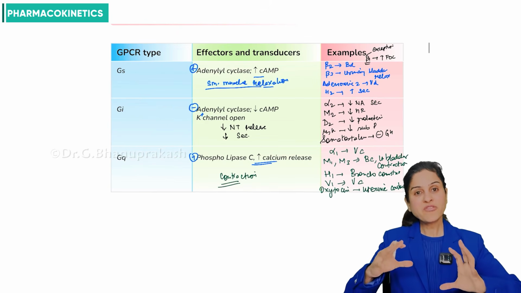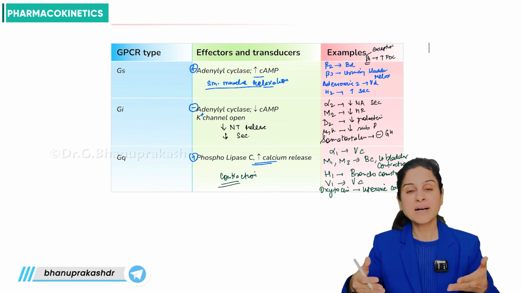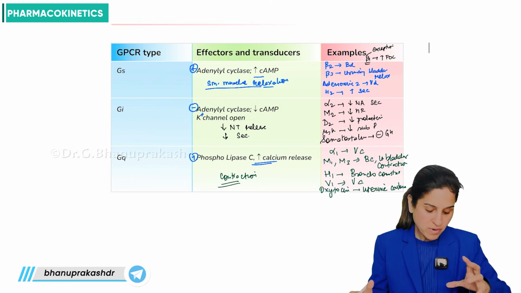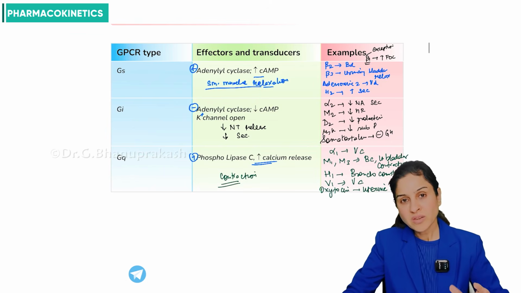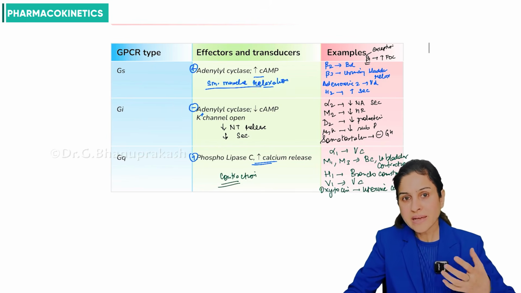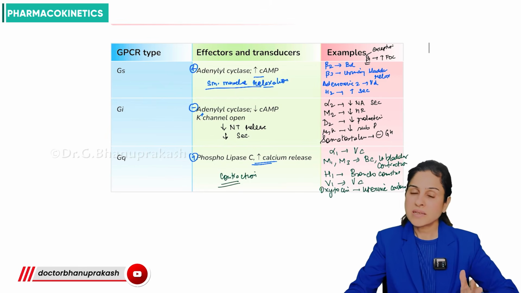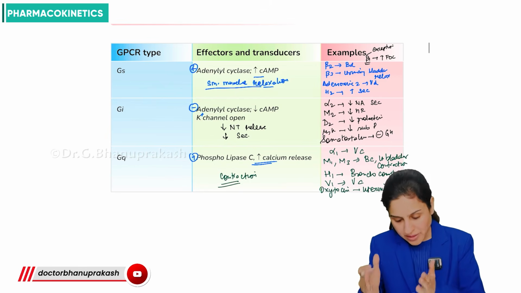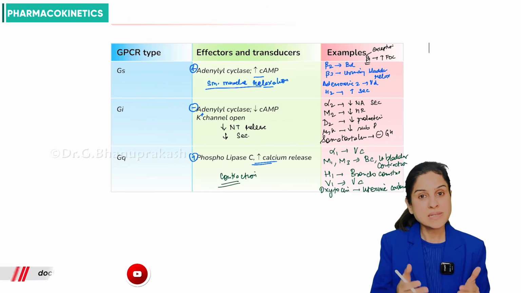So it's a very easy, understandable way to mug up these receptors, because it's very difficult to remember which one is GS, GI. But if you know the way these receptors act, what is the mechanism, what do they ultimately do, you can easily identify what kind of receptor these are. So when you understand this, you can easily identify what type of G protein coupled receptors there are.